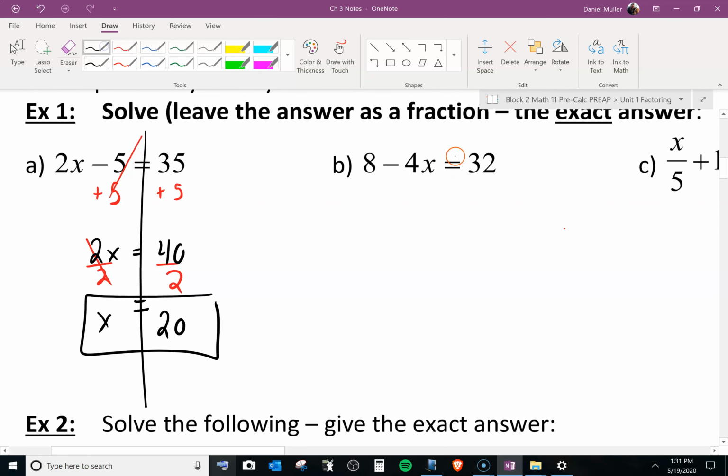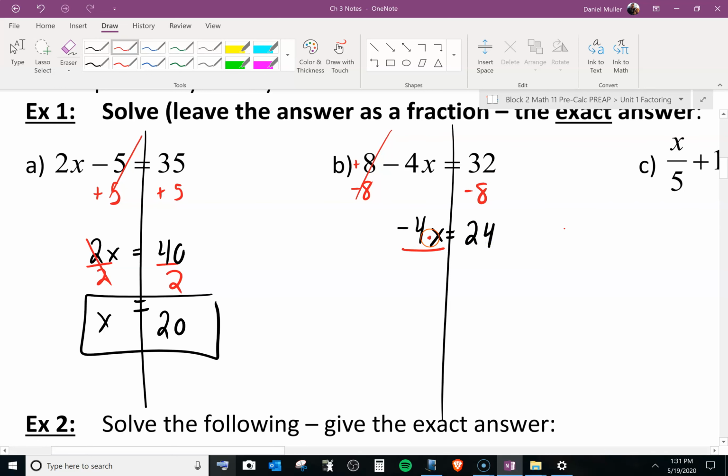Then the next one, so here's my equal sign. I will first get rid of any adding. So this 8 is being added to this negative 4x. We're adding this 8, so we'll subtract the 8. It's a positive 8 here, which is why we're subtracting it. So that's gone. I have negative 4x equals 32 minus 8, which is 24.